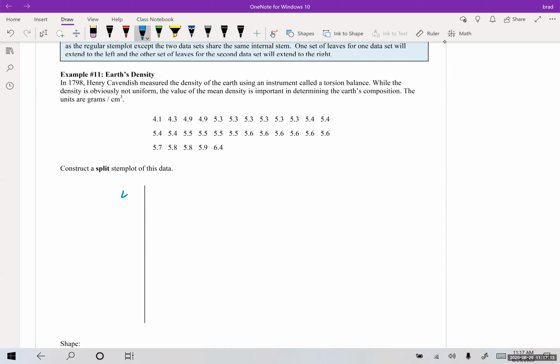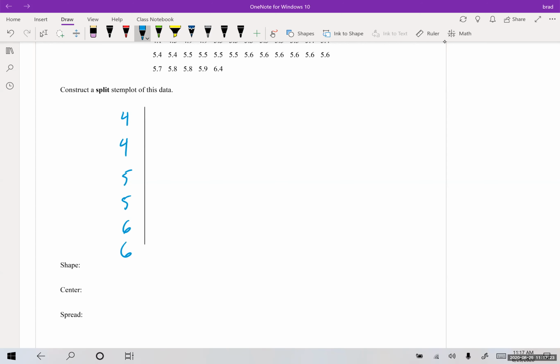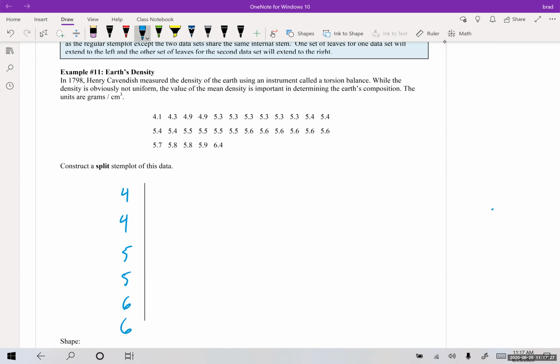What I'm going to do is use 4 twice, the lower part of 4 and the higher part of 4. Then I'm going to use 5 twice, and then I'll use 6 twice if necessary, but it turns out there's not an extra term for the next 6. Okay, so for 4, we're going to do 4.1 and 4.3. For 4.9, that one goes here, right? Because these are the higher end of 4.